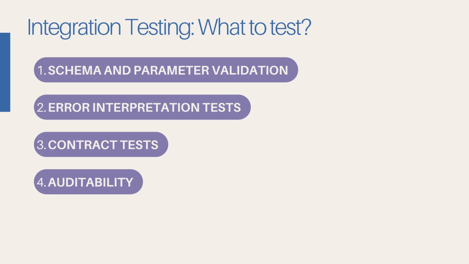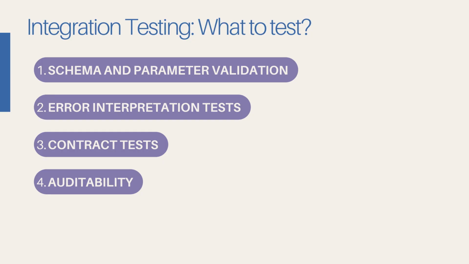3, contract test. A contract test just verifies that the consumer and the provider agree on what the request and response should look like. In agentic systems, this matters a lot because without it, the agent might start guessing what an API response means. And guessing plus tool access is a bad combination.